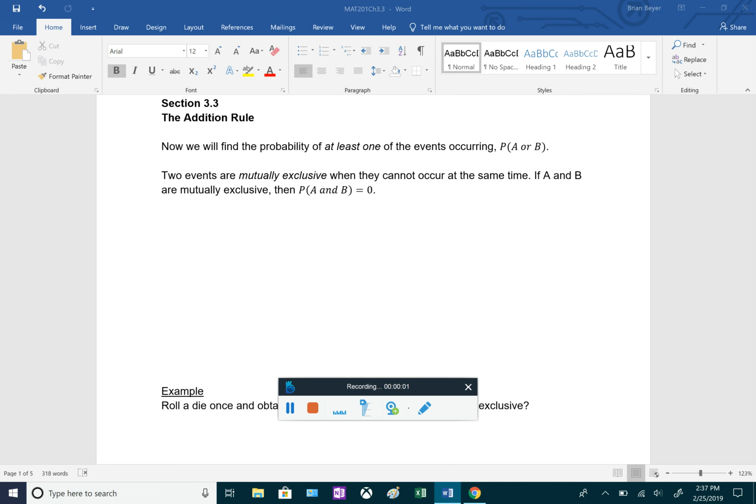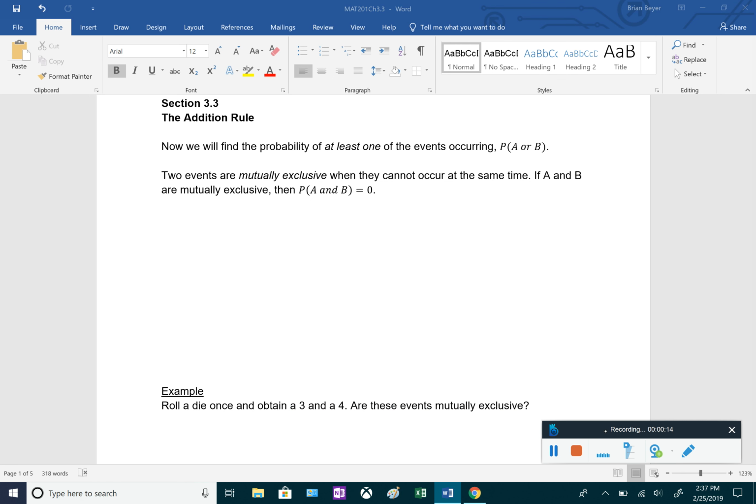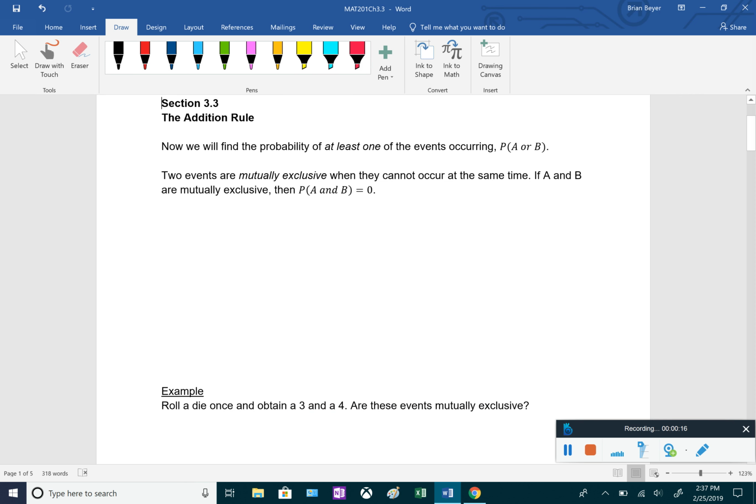So previously in section 3.2, we were doing the multiplication rule. The multiplication rule was telling us the probability of events happening one after another, so in a sequence. Now what we're going to be doing is the addition rule. The addition rule is going to be telling us the probability of at least one of the events occurring, which we use the notation probability of event A or B occurring.